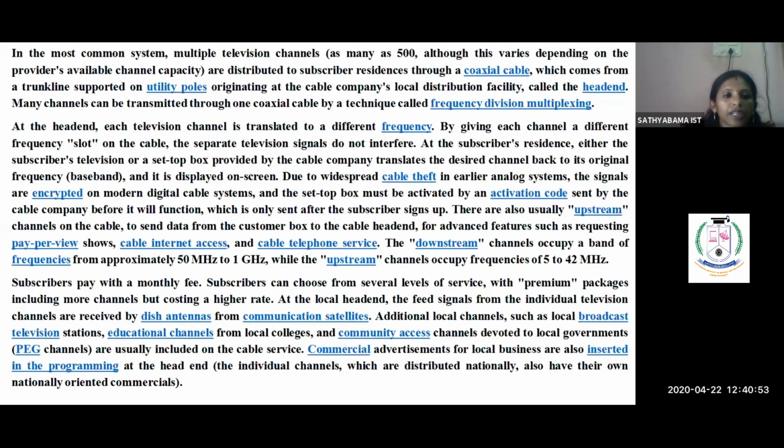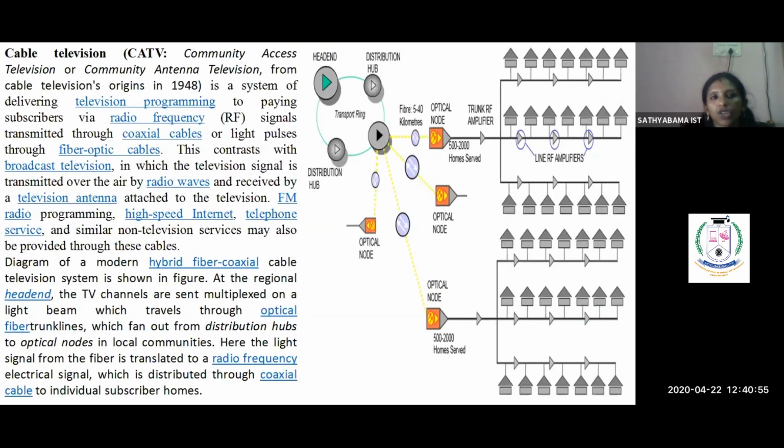So that is all about cable television operation. Everything we see in day-to-day life, and the operation of all of it, works through communication.